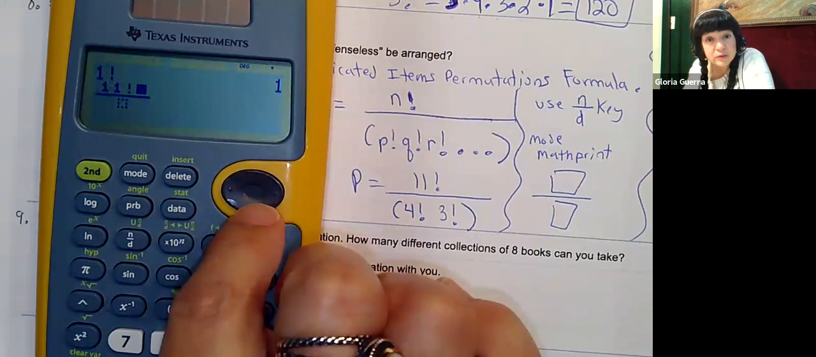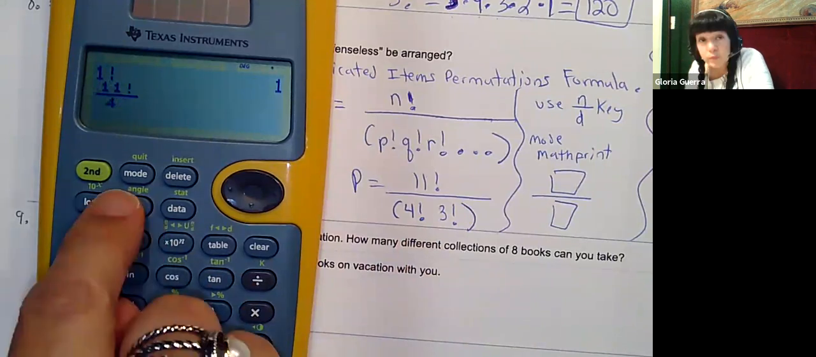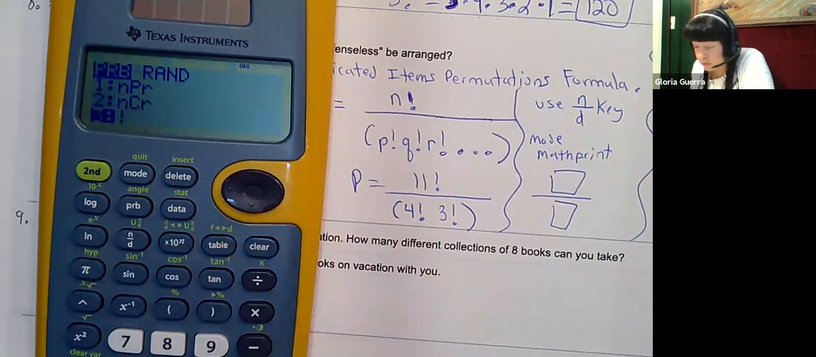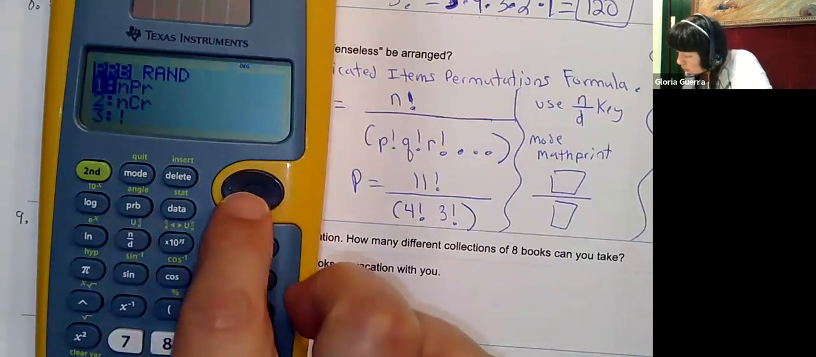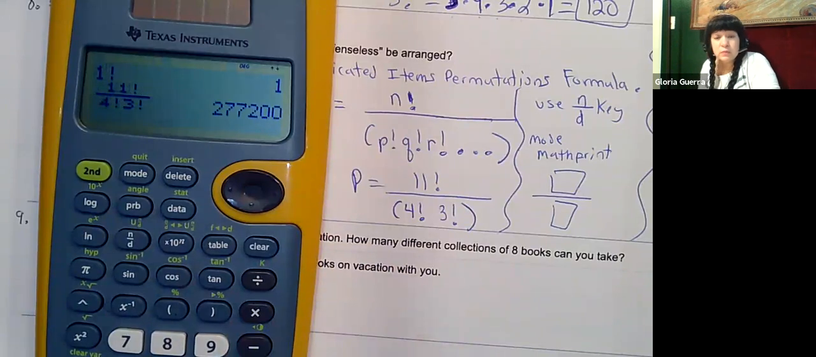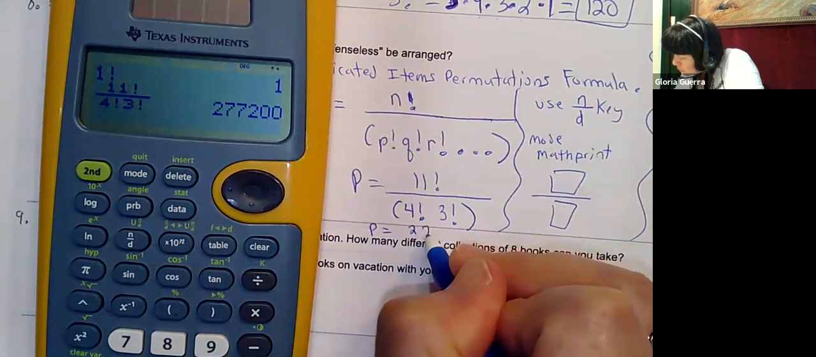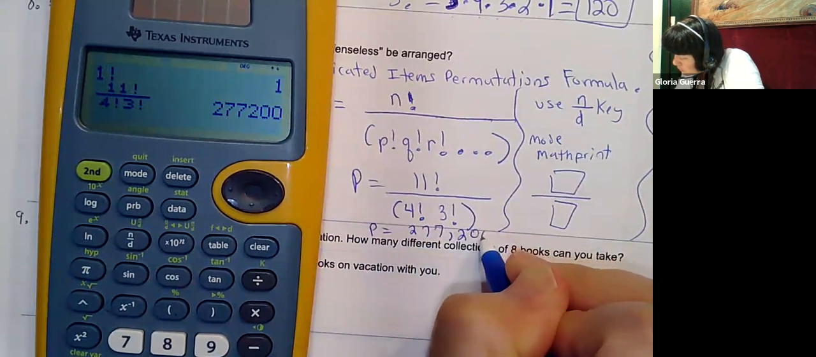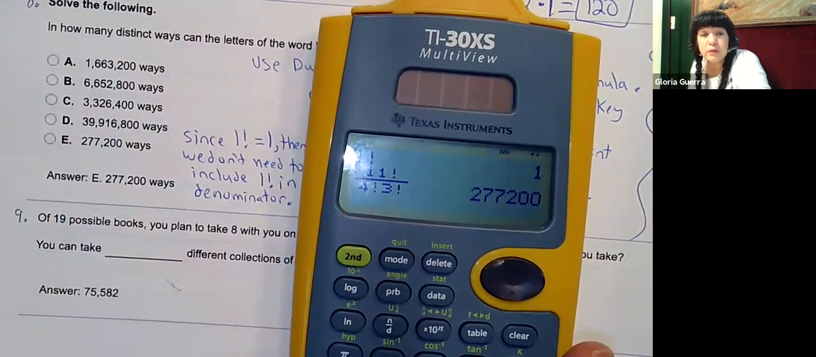Okay, and then just hit this down arrow. Okay, and then you're going to do 4 factorial, 4 probability, 3, enter, and then you don't have to hit times. You can if you want to, but you don't have to. It's implied. If you hit 3 and then probability factorial, and then you hit enter, that gives you 277,200, which is what we have here.